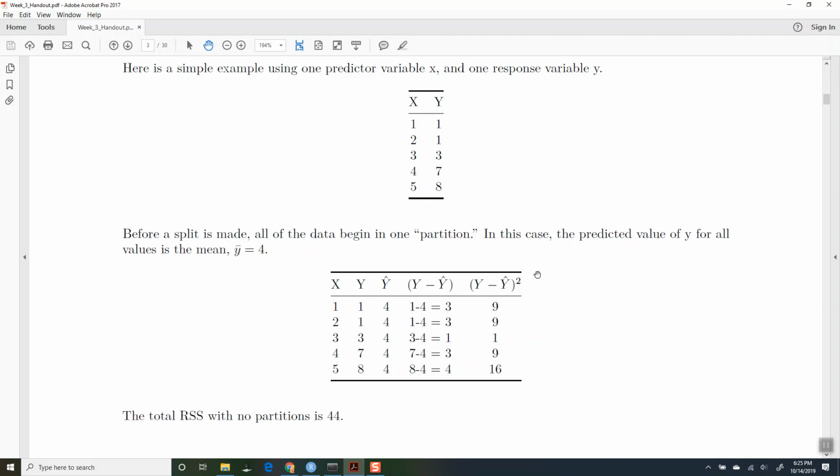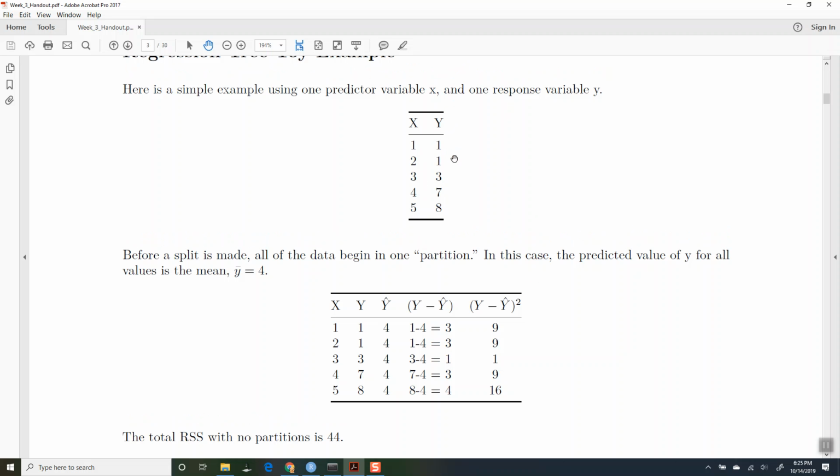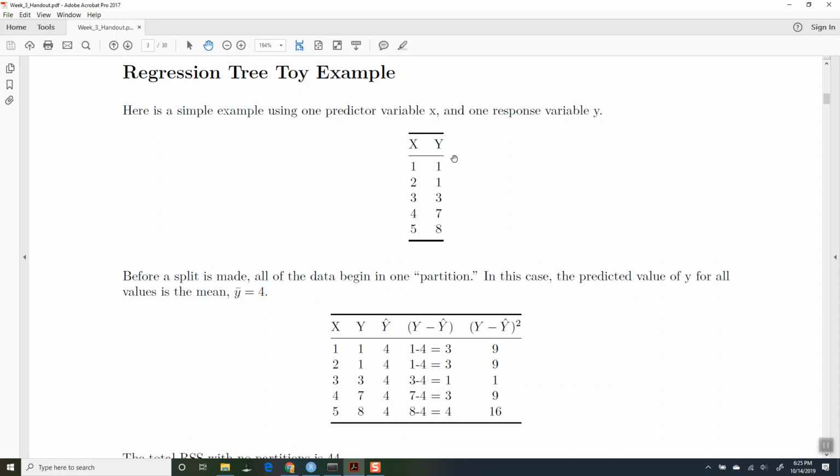So here's our original data. X goes 1, 2, 3, 4, 5, and Y goes 1, 1, 3, 7, 8. Right now, before we do any kind of splitting, all of the values are technically in one partition. They're all in the same thing. There's no splits. If this was the terminal node right now, I guess it's not even a stump, it's just the terminal node.